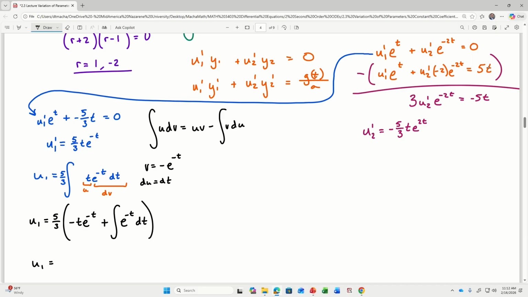So the antiderivative of e to the negative t is negative e to the negative t. I'm going to factor out a minus sign. And so the greatest common factor between these two terms is negative e to the negative t. And then what I get left inside the parentheses is t plus 1.